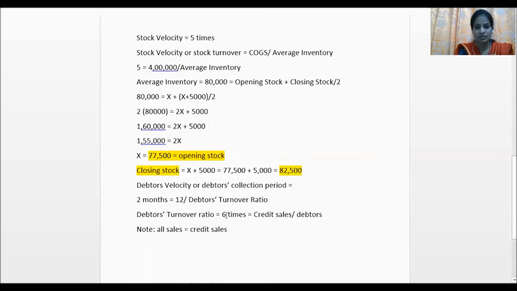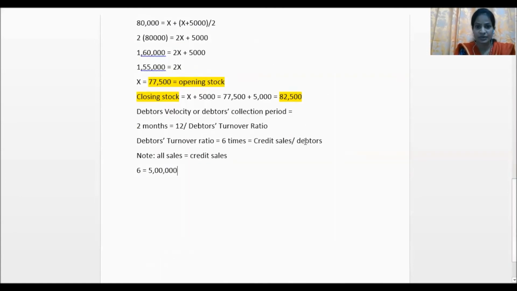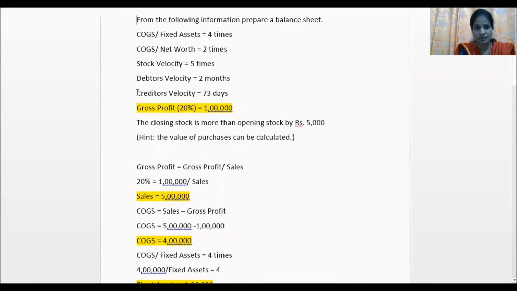Next line, we'll put the information in this formula. 6 equals credit sales, that is your sales amount 5 lakh, divided by debtors. Debtors equals 5 lakh divided by 6. So it will come to 83,333.